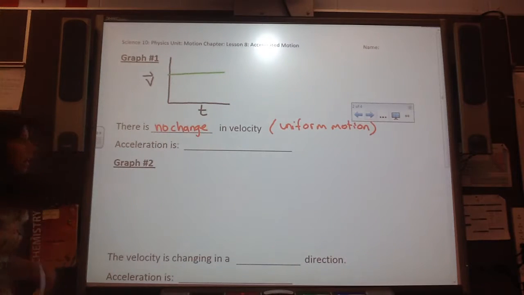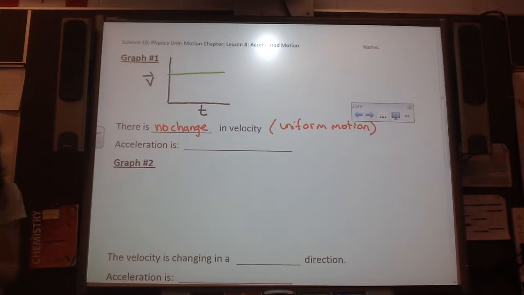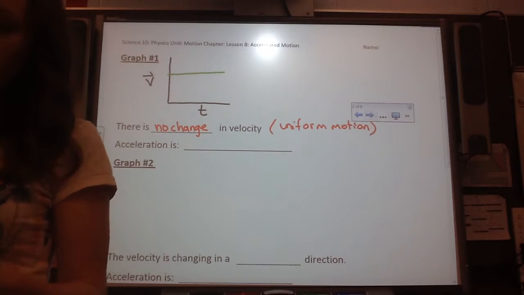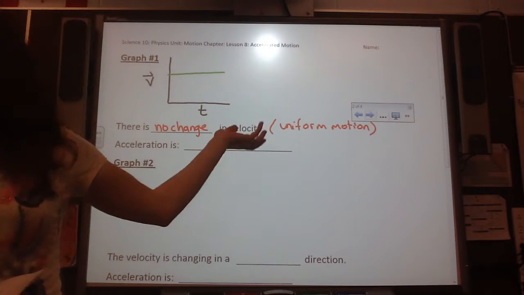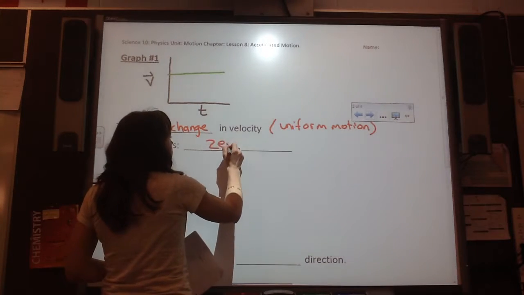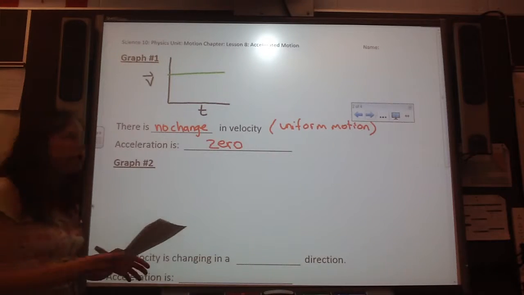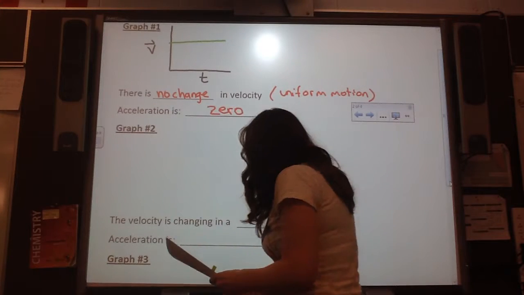So then, is this object accelerating? Is it changing in velocity? No. And our definition said acceleration is any change in velocity. And there's no change in velocity, right? So yes, that's right. Acceleration is 0 for this type of graph when it looks like that. Okay? So let's try another one.